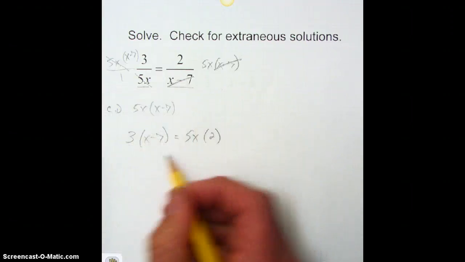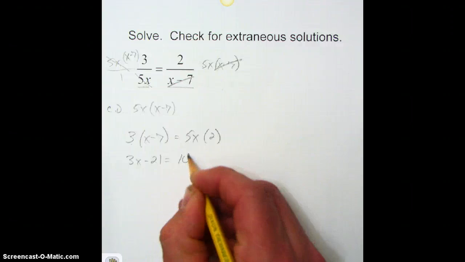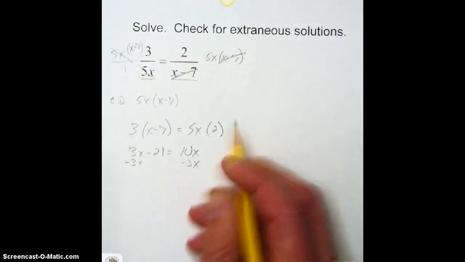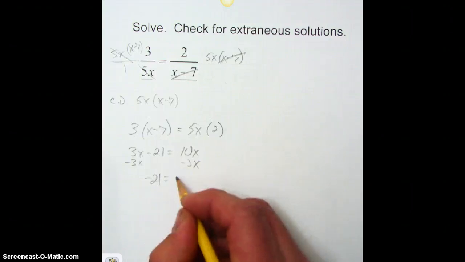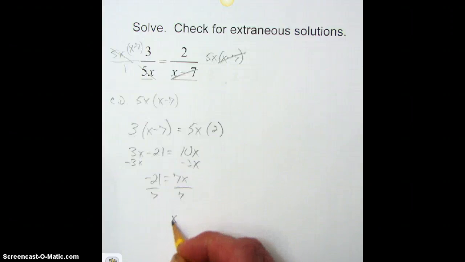So now multiply everything out. So I get 3x minus 21 equals 10x. I'm going to subtract 3x. So I get negative 21 equals 7x. Divide both sides by 7. So x is equal to negative 3.